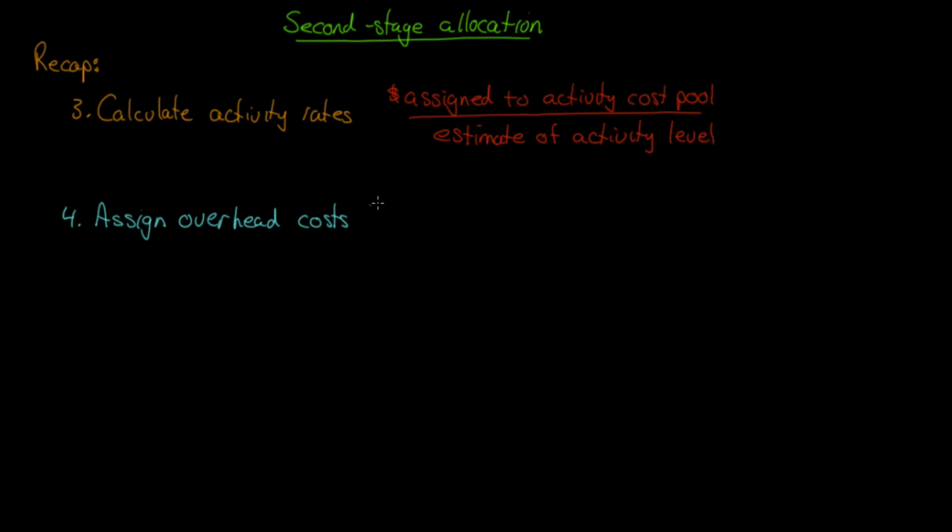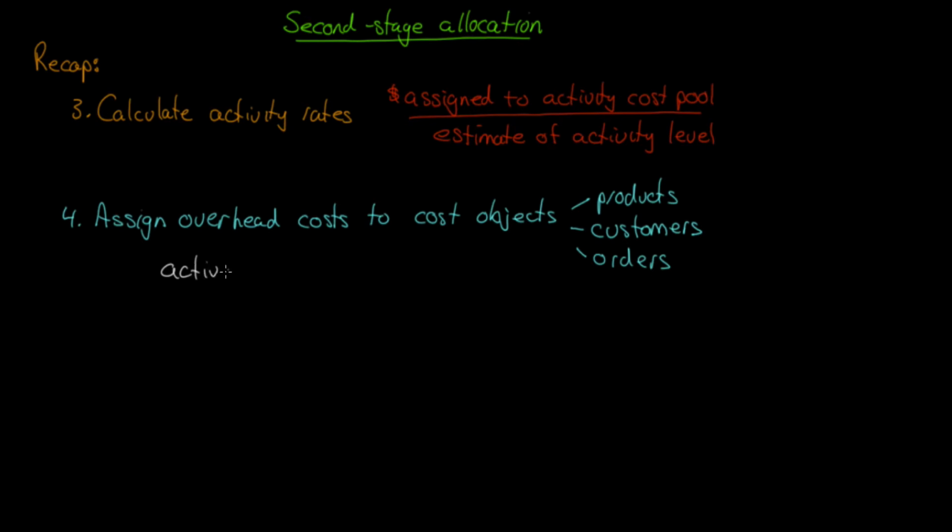which is step 4, assign overhead costs to cost objects. And cost objects typically are of two major types, product and customer. We want to assign costs to specific product lines and costs to specific customers, and sometimes to a customer order to see, are we making money on each order, or is there something wrong with our costing system overall?